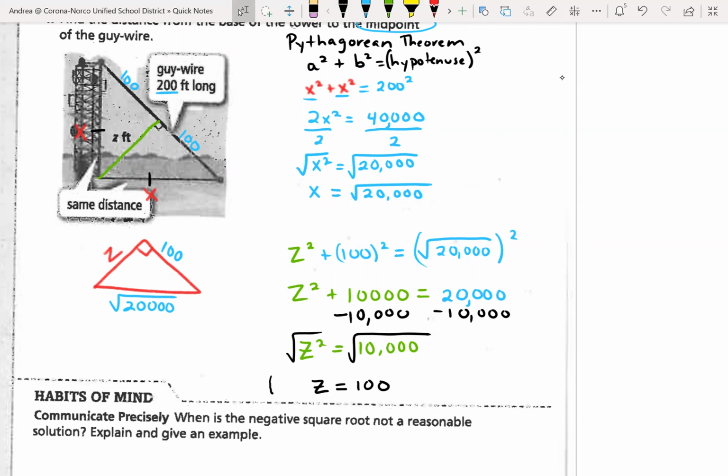Okay, so in this case, because we're solving for a specific real life scenario, we don't need a negative and a positive. Negative numbers are not needed here. So the z equals 100 feet. Any questions over that? We're good?